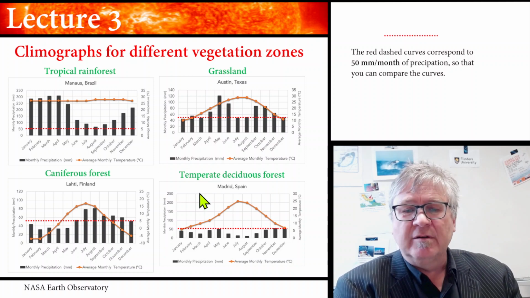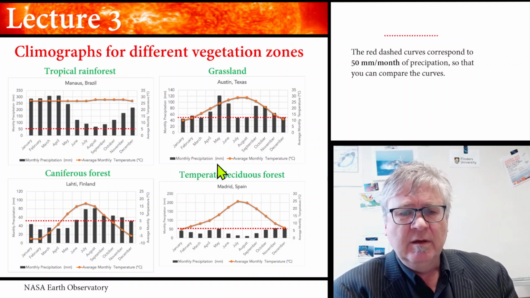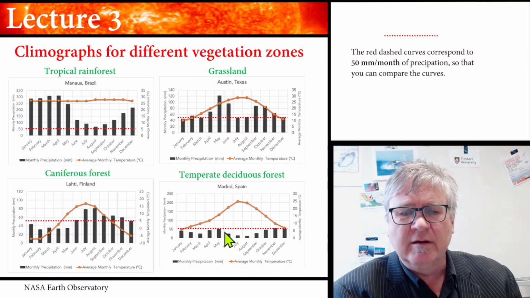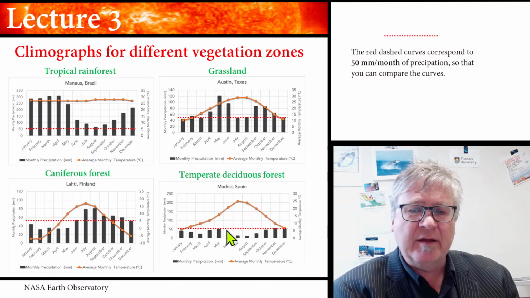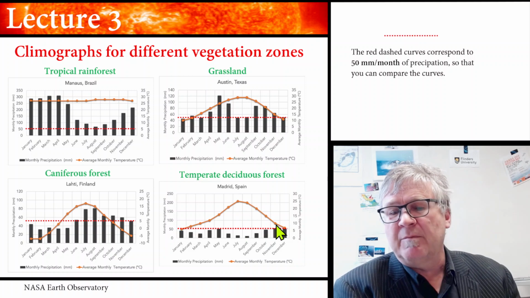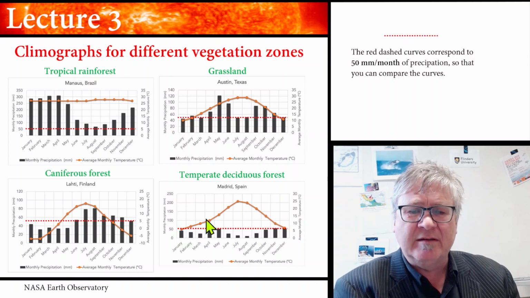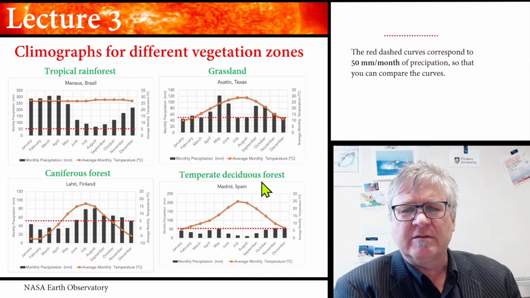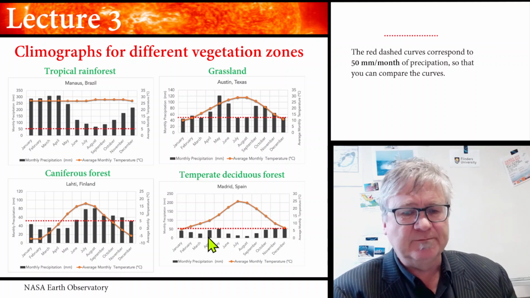Then we go to the temperate deciduous forest, looking at one example in Spain. In this example, you have very low rainfall in this area, really, really low rainfall, in particular over the summer months. But you have a temperature range with no sub-zero temperatures in winter. Temperature varies between 5 and 25. It's similar to Austin, Texas, but you have a different type of rainfall in this area.